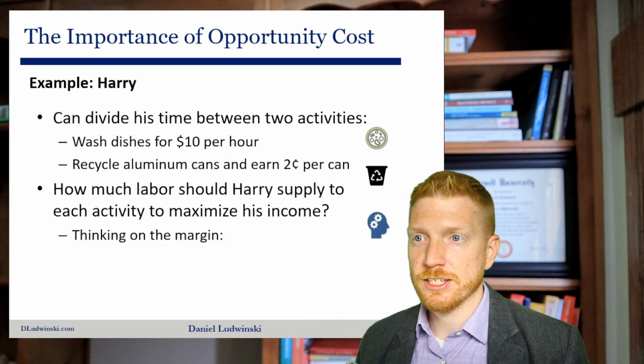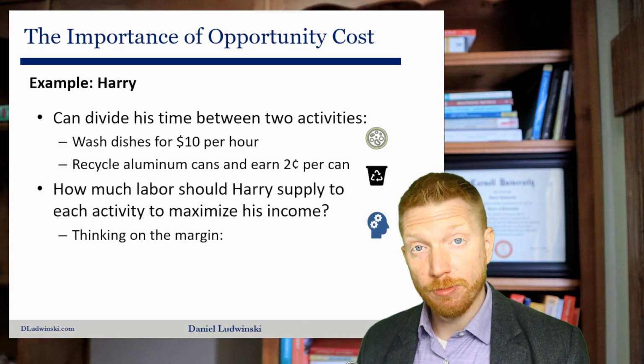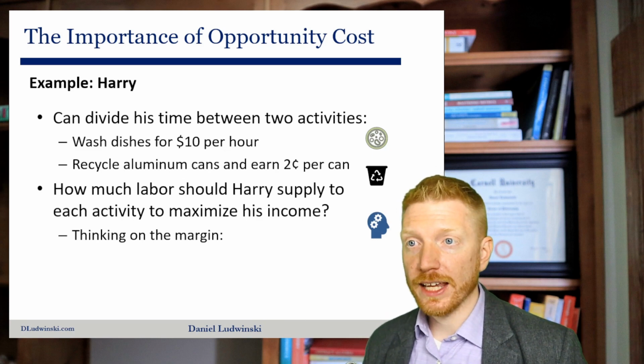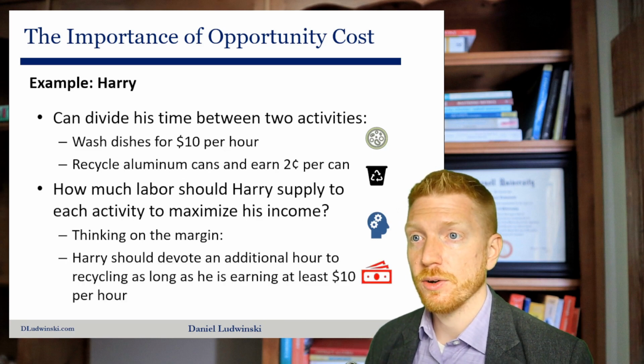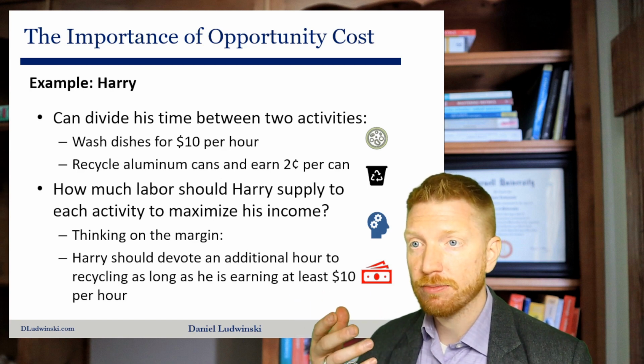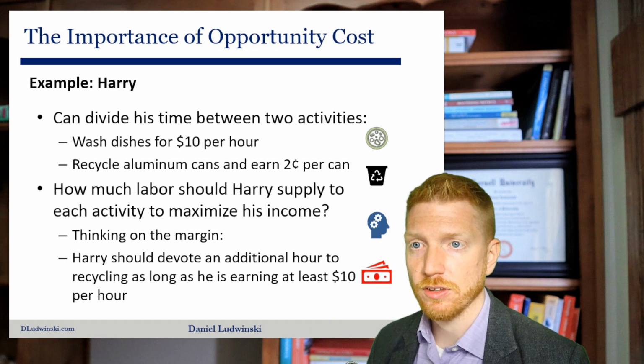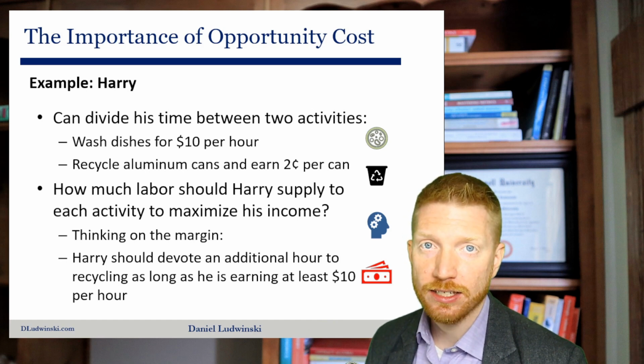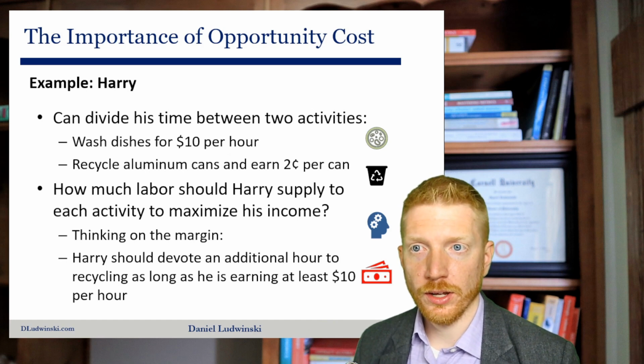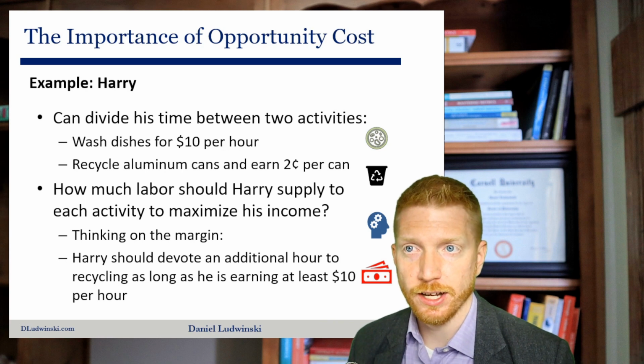And we're going to emphasize here thinking on the margin. What this is going to mean is that Harry, in order to maximize the money that he is making, should devote an additional hour to recycling as long as he is earning at least $10 per hour doing that recycling.